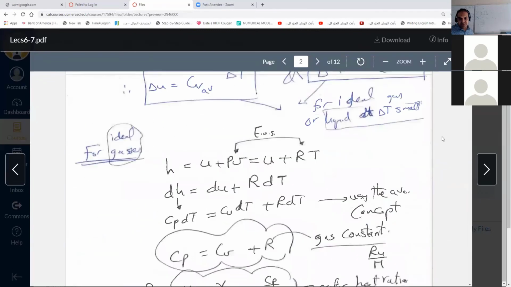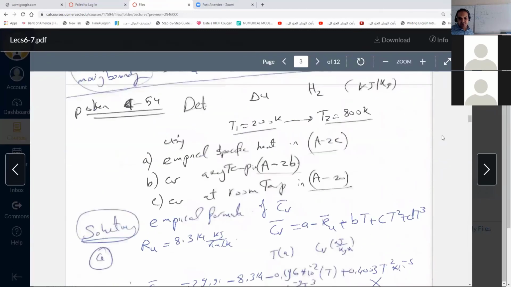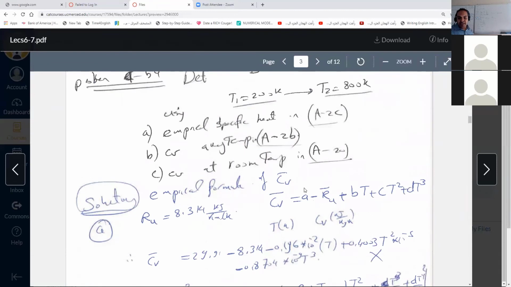Can you see this problem, guys? Problem 54, this problem. He wants delta U. Correct? Yep. Delta U, guys, we need CV, not CV bar. It's CV, but the table gives CV bar. So the first step, subtract R universal. Can you see this subtraction?